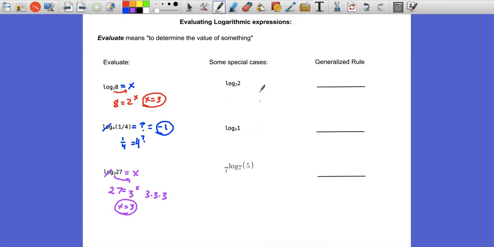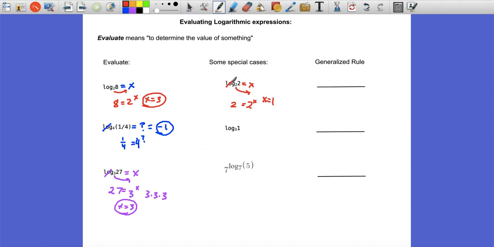All right, there are also some special cases of evaluating logarithmic expressions. So some special cases. Log base 2 of 2. All right, so let's think about what that would equal if we want to evaluate that. So we say equals x, or equals something, and we rewrite it. So take our base, bring it over here, and we say 2 to the x power equals 2, because our log went away when we took away its base. So 2 to the what equals 2? Well, we know x would equal 1.